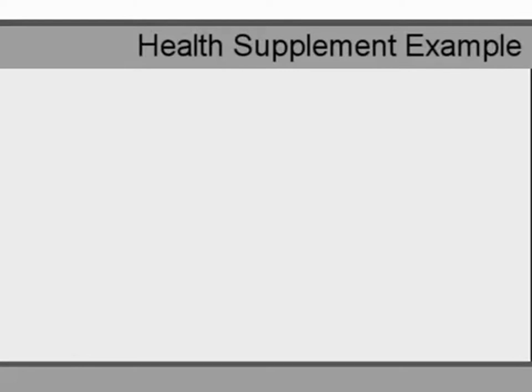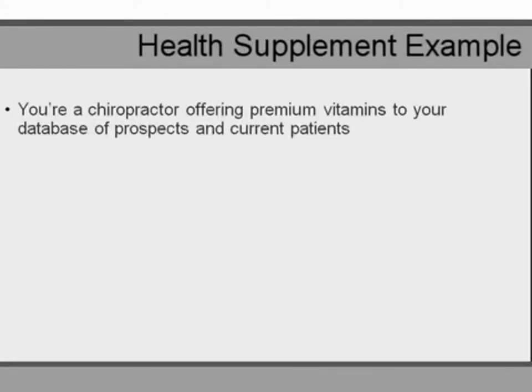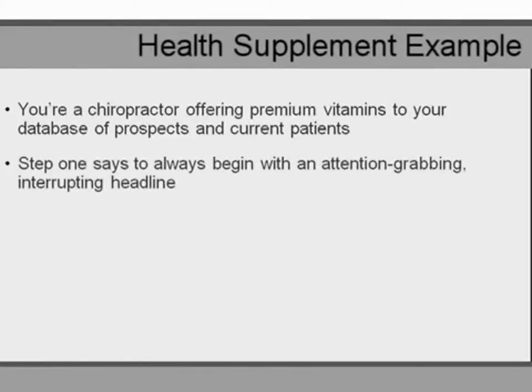We've worked 4 years with a multitude of chiropractors. Many of them want to sell vitamin supplements to their patients as a way to create a secondary source of income for their practice. So in this example, let's say you're a chiropractor offering premium vitamins to your database of prospects and current patients. Step 1 says to always begin with an attention-grabbing, interrupting headline.